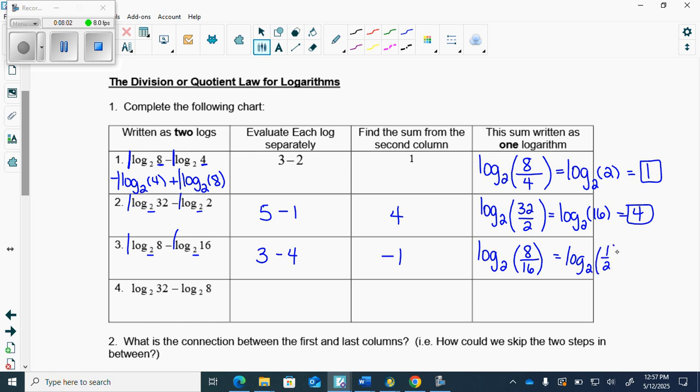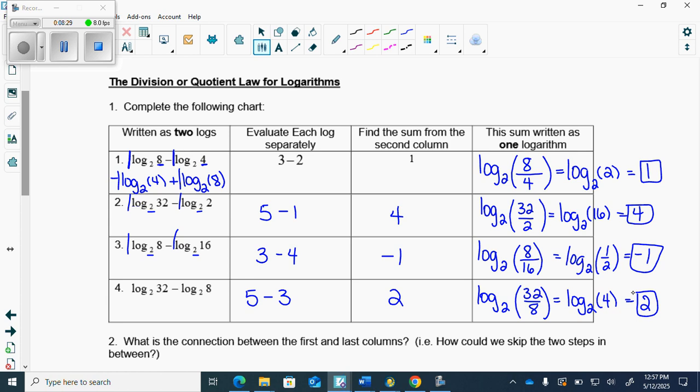2 to what power gets me a half? Negative 1. Same answer. And then this one, 2 to the what is 32? 5. 2 to the what is 8? 3. So I get an answer of 2. And so I get log base 2 of 32 divided by 8, which is log base 2 of 4. 2 to the what power is 4? 2. So you know, just keep it as 8 over 16, so you have C. You could simplify in all of them, but then you'd have to do that step in your head.